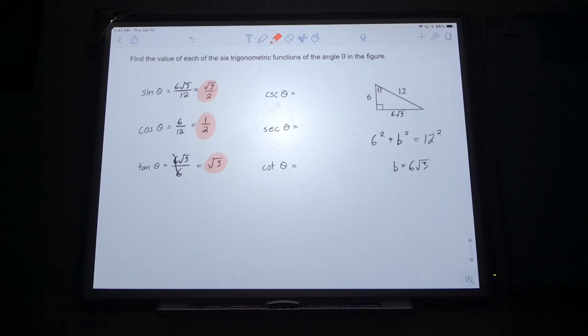So sine is O over H, so this is H over O. So 12 over opposite. The opposite is 6 root 3, so 6 root 3. We can simplify that first, so that is 2 over root 3. But then we also have to rationalize. So rationalize that to 2 root 3 over 3. And then let's finish that out. So 12 over 6 is 2. And cotangent is 6 over 6 root 3, which is 1 over root 3.